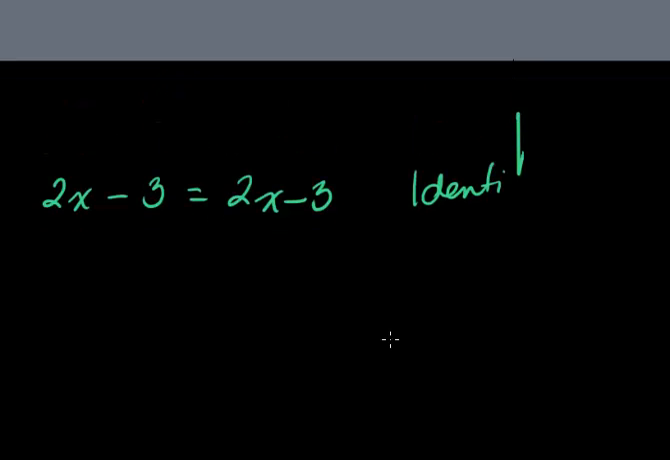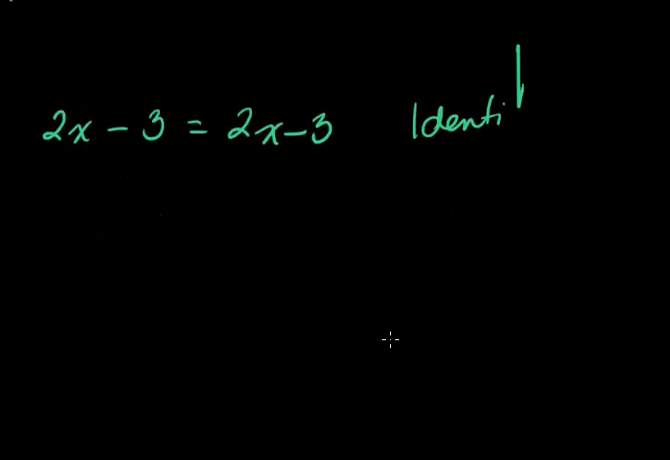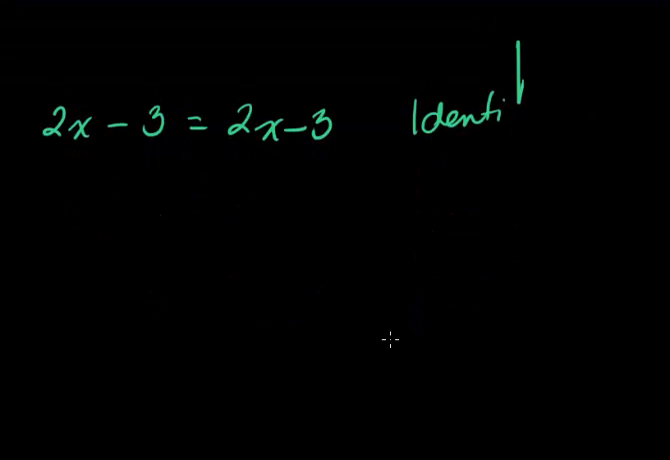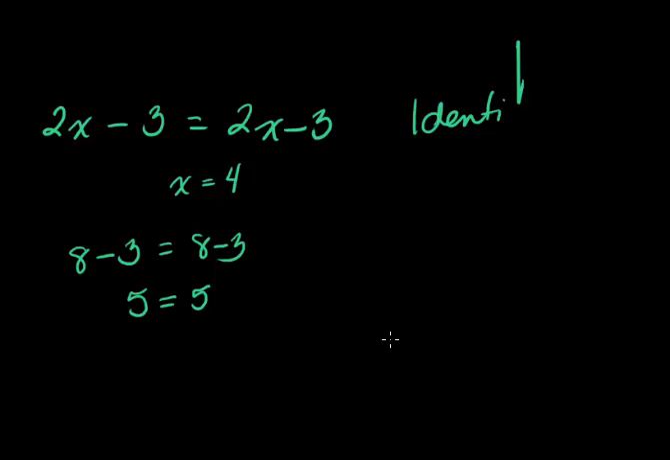Let me go ahead and show you one thing. The other equation was 2x minus 3 equals 2x minus 3, which is called identity. When you have that, any number can fit this solution. So if I said x equals 4, I'm going to get 8 minus 3 equals 8 minus 3. Well, yes, that is 5 equals 5.